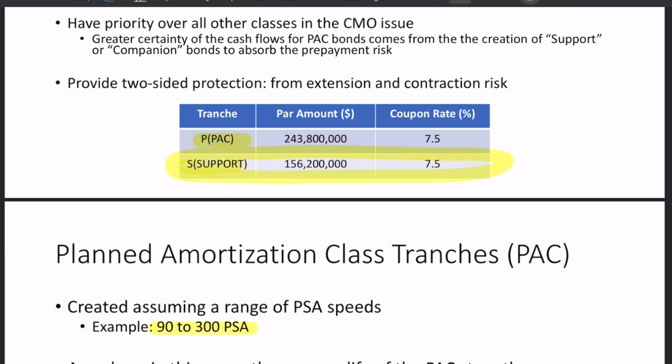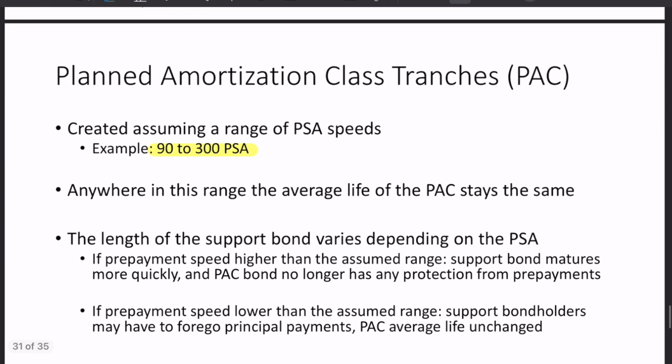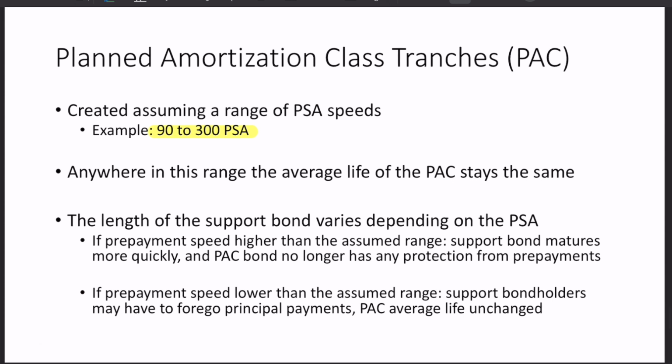And so what that's doing is essentially this support is taking on a lot more of the risk than the PAC is. So in reality, these two shouldn't actually have the exact same coupon rate. The length of the support bond varies depending on the PSA. If the prepayment speed is higher than the assumed range, let's say as an example, it was 400 PSA, outside of the 300 range, the support bond is going to mature more quickly.